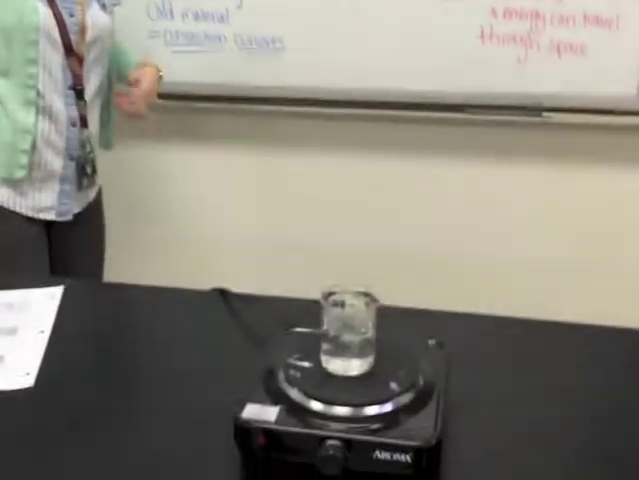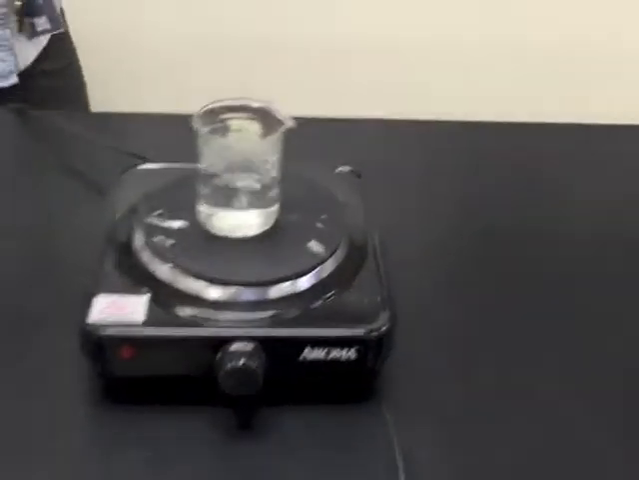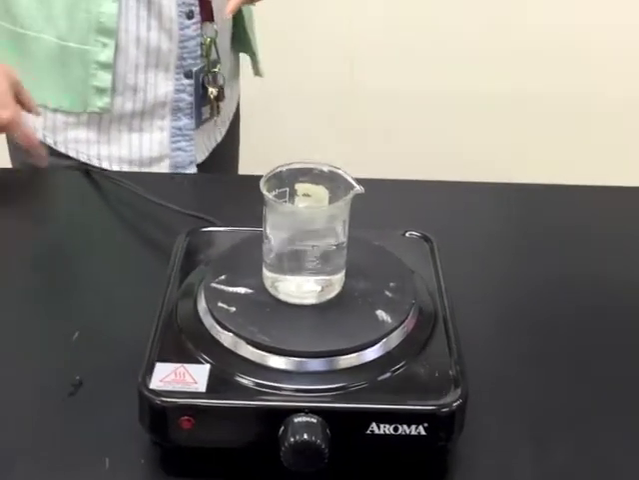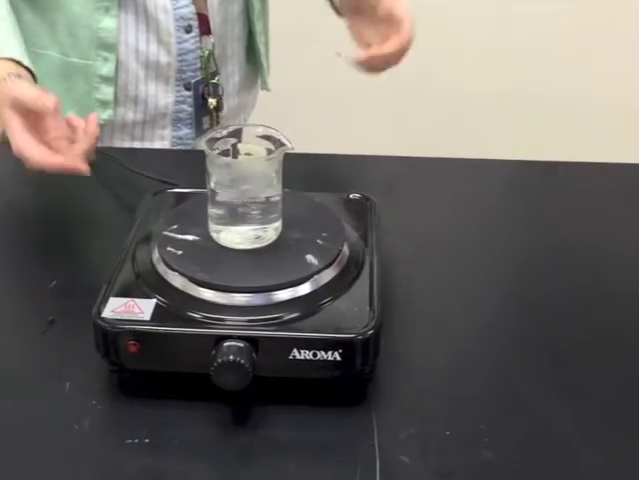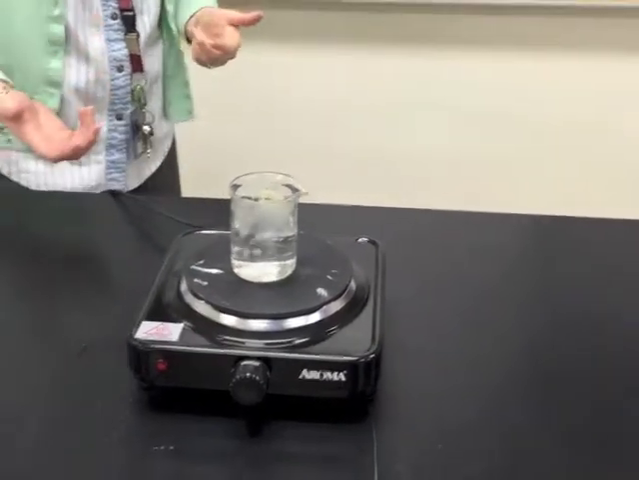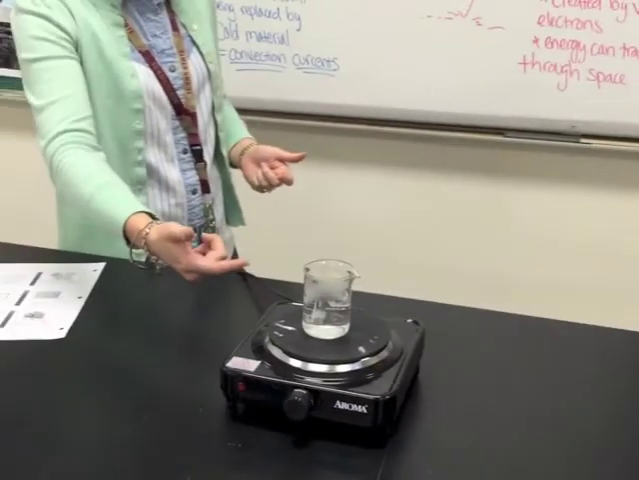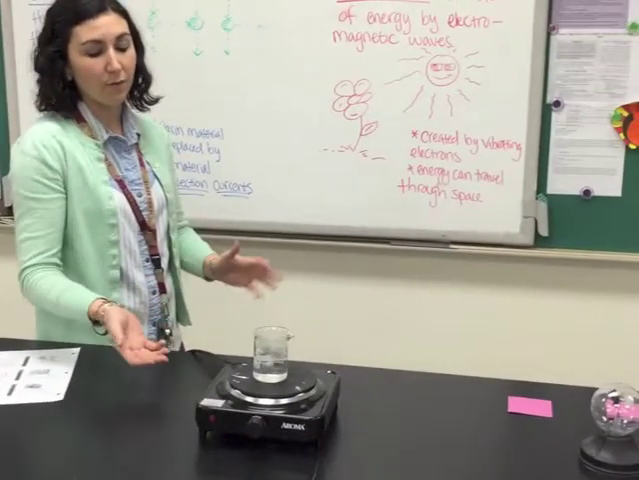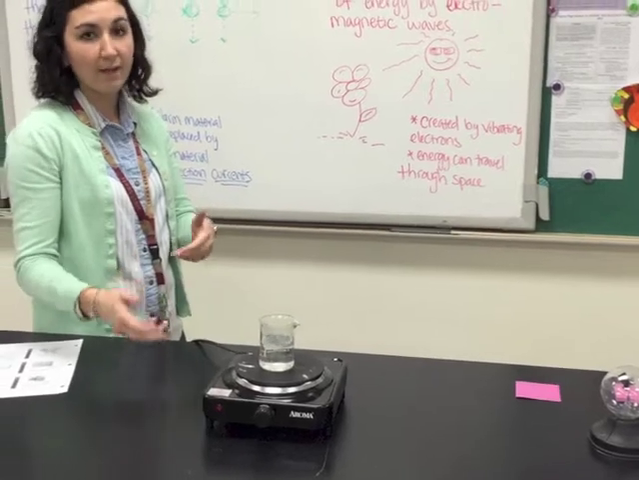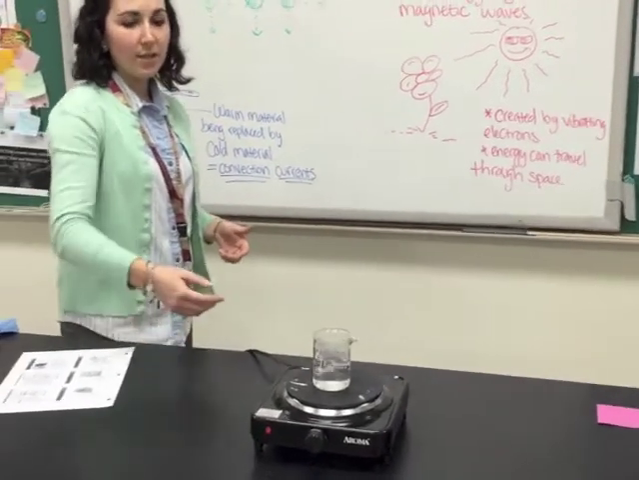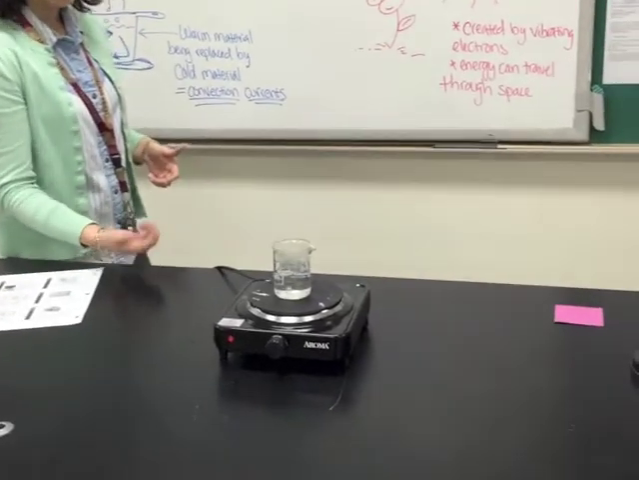There is conduction happening right here between this hot plate and the beaker. The energy is being transferred through this cord into the hot plate, and it's giving the water inside of this beaker more energy. The particles are vibrating faster, and that's when you start seeing the water boil. They're vibrating so fast that it's becoming a gas. It's turning from liquid into a gas. So that's an example of conduction happening right there.